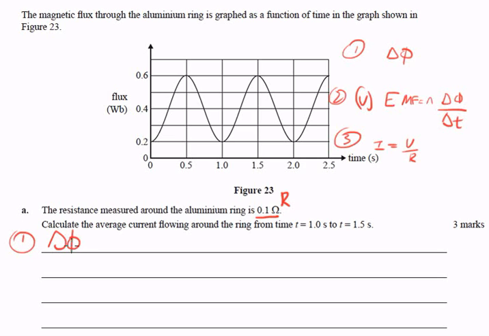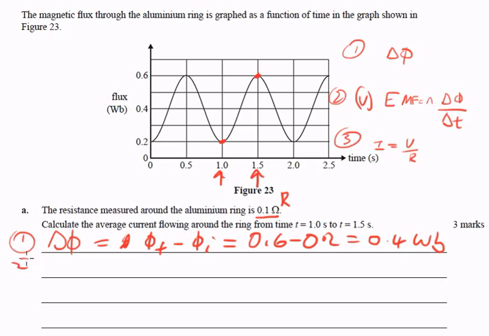So the change in flux in this case between 1 and 1.5, between here and here, well the flux goes from that to that. So change in flux is flux final minus flux initial, which is final is 0.6 and initial is 0.2, which equals 0.4 Webers.